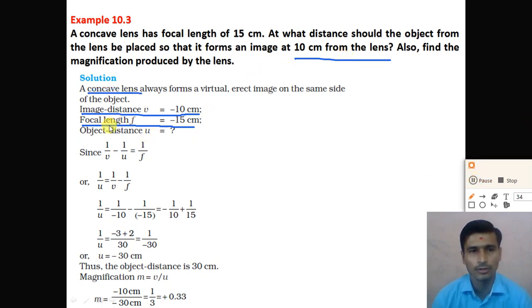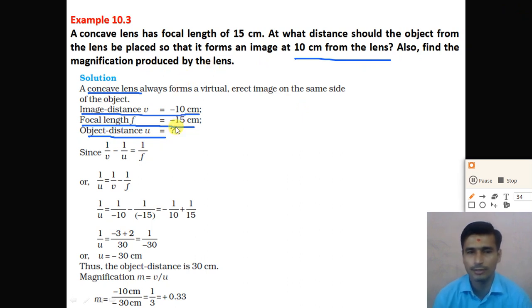So here the focal length of the concave lens is minus 15 centimeter. Image distance given to you, v is equal to minus 10 centimeter. Why do we take a minus? Because the concave lens always produces a virtual and erect image. And we need to find the object distance u. Also find the magnification produced by the lens, so we also find the magnification m.